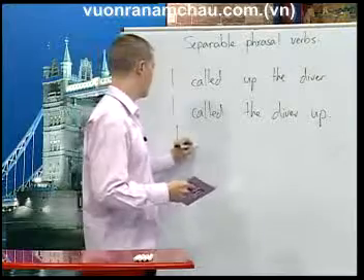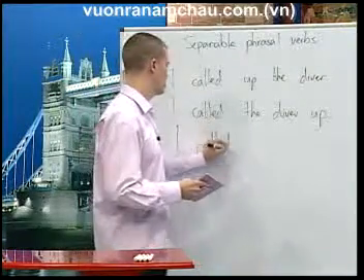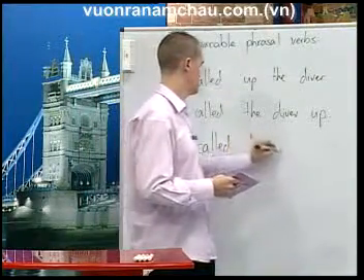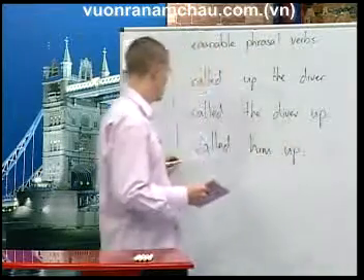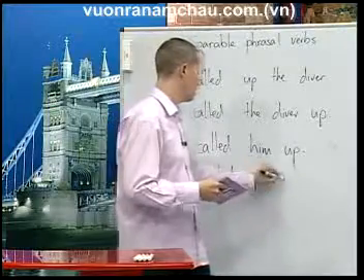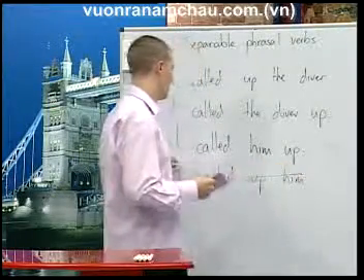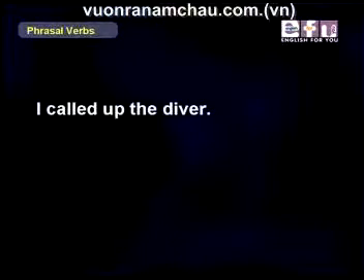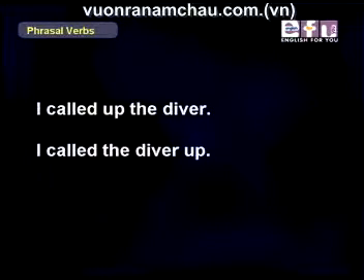For example, I called him up. Not I called up him. This is not right. We cannot do that ever. So in the first sentence, the noun object is after the preposition. I called up the diver. In the second sentence, the noun object is between the verb and the preposition. I called the diver up.